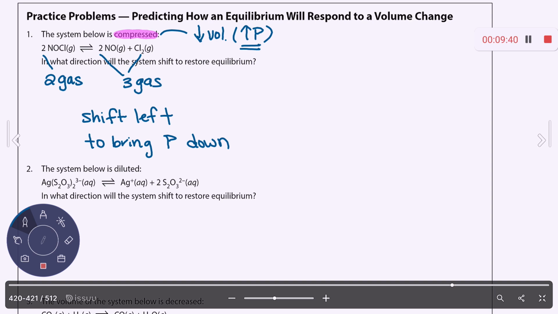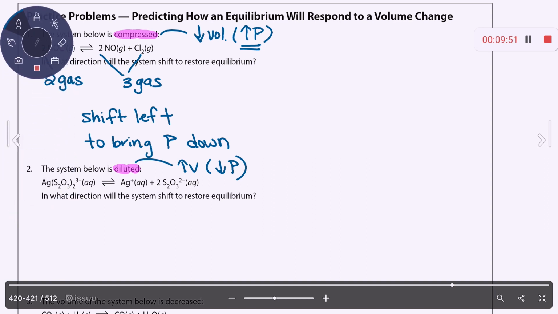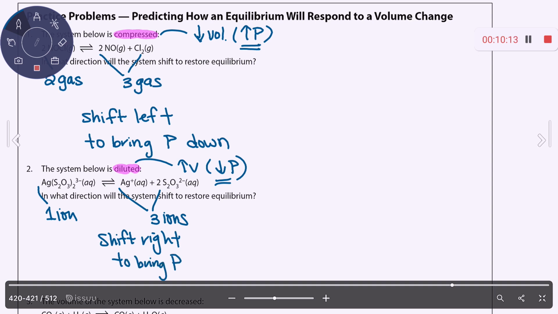Okay. The system below is diluted. So does that mean I increased or decreased the volume? Increase volume, which decreases pressure. Okay, so now let's look at the number of particles that we have. You have 1 ion on the left-hand side, and then you've got 3 ions on the product side. So if the pressure dropped, I need to bring it back somehow. So you want to shift to the side with more particles. So you're going to shift to the right, and this will bring the osmotic pressure up. So the pressure when we're dealing with solutions is called osmotic pressure. You probably heard about that in biology.